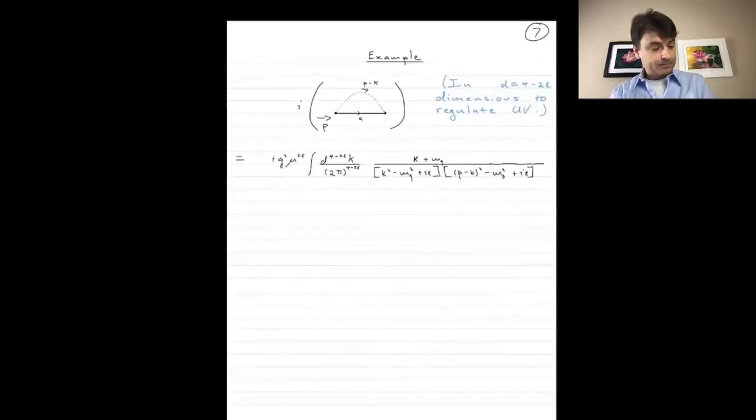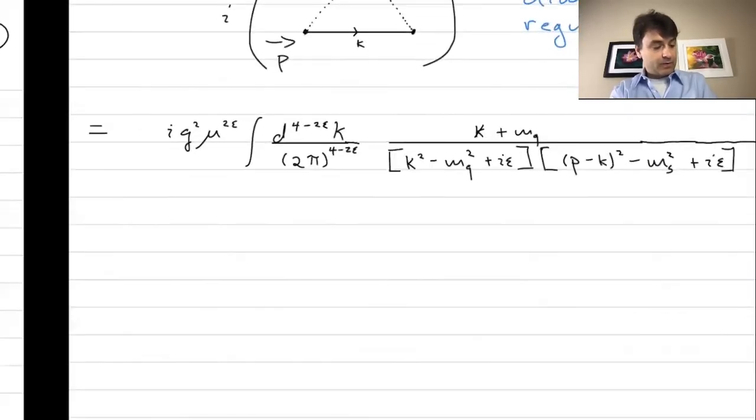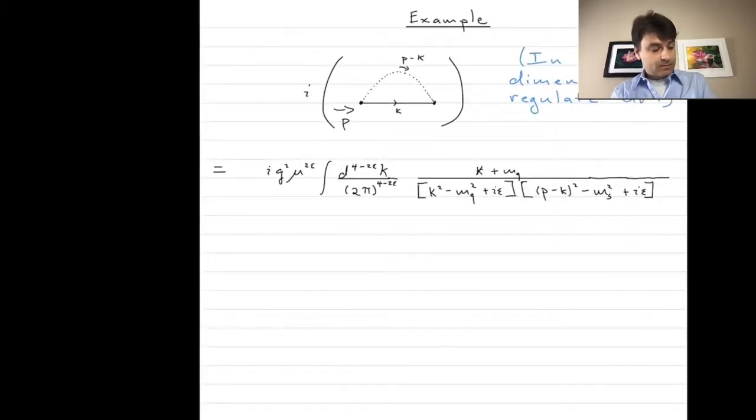Okay. And everything is in 4 minus 2 epsilon dimensions. I've got the mu from dimensional regularization, the mass unit that I need to make all the units consistent. Okay. I've got i times i from the vertex factors. And I've got i times i from the numerators of the propagators. So that's i to the 4th, which is 1.